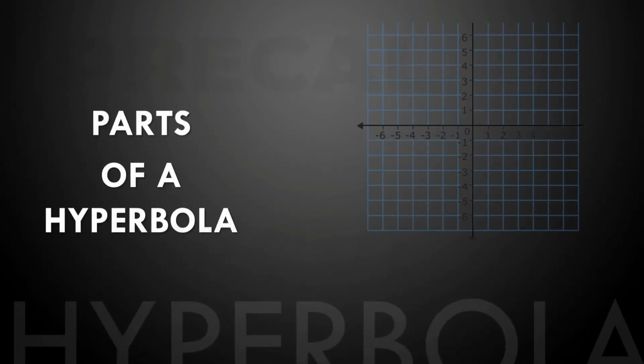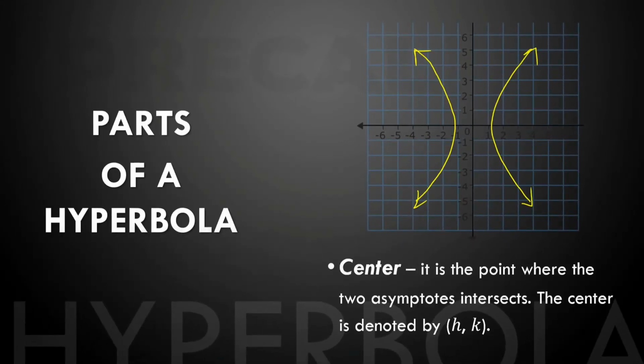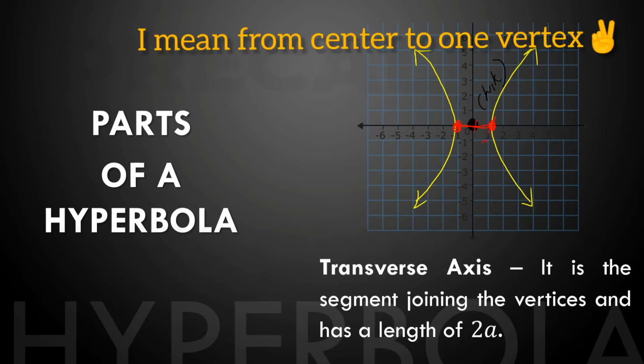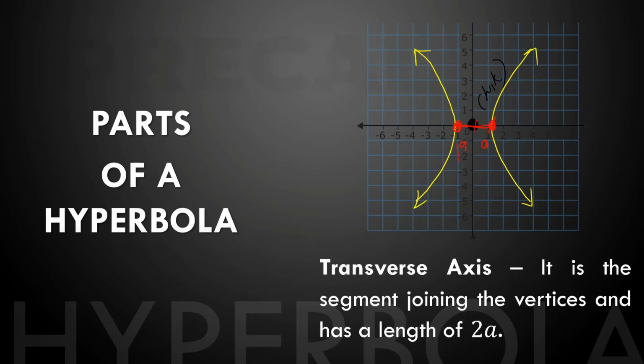So, the parts of a hyperbola. First is a center. So, just like in ellipse and circles, it has a center. It is also denoted by H and K. So, next we have the transverse axis. So, nabanggit ko na to kanina. It is a segment joining or connecting the vertices of a hyperbola. Yung distance from the center to one vertex is denoted by A. So, yung total length niya is equal to 2A.